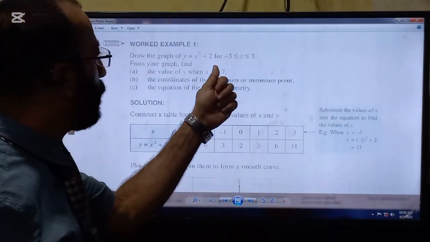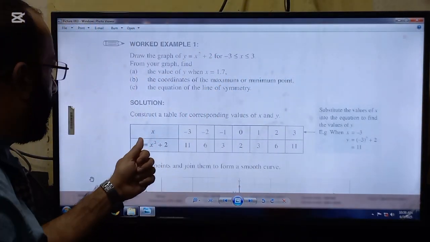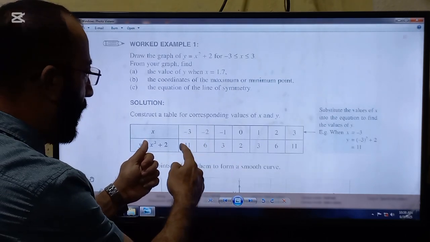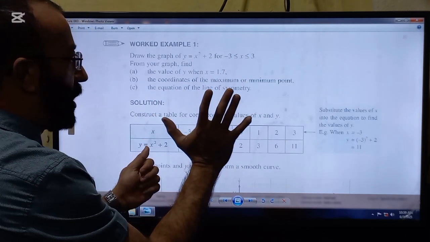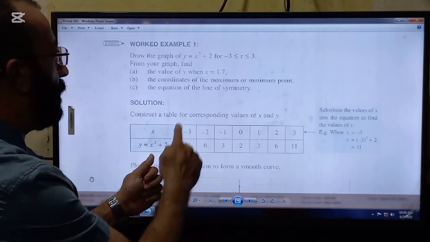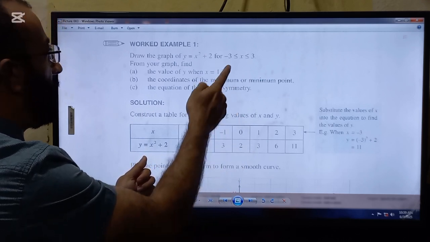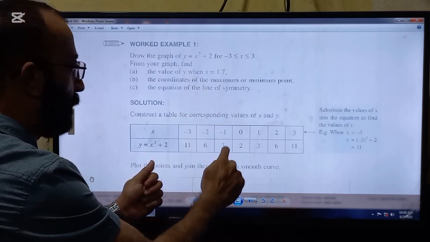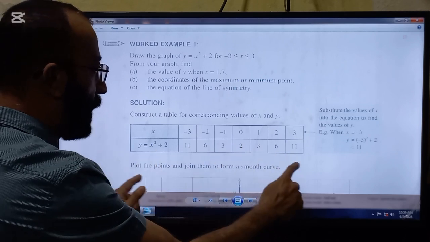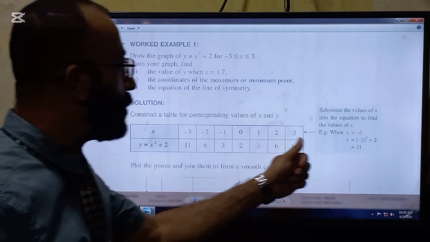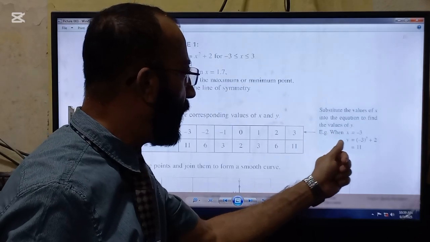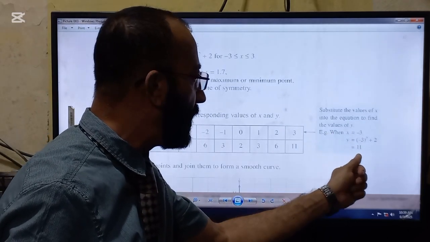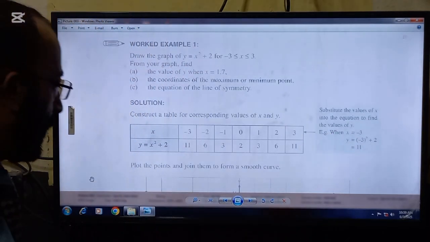So look here, from minus 3 to plus 3. These are the values of x: minus 3, minus 2, minus 1, 0, 1, 2, 3, because this is the condition which we have to follow. We will put these values one by one into this equation to get the value of y. So the first step is done. Substitute the value of x into the equation to find the values of y. For example, x equal to minus 3 makes y equal to 11.